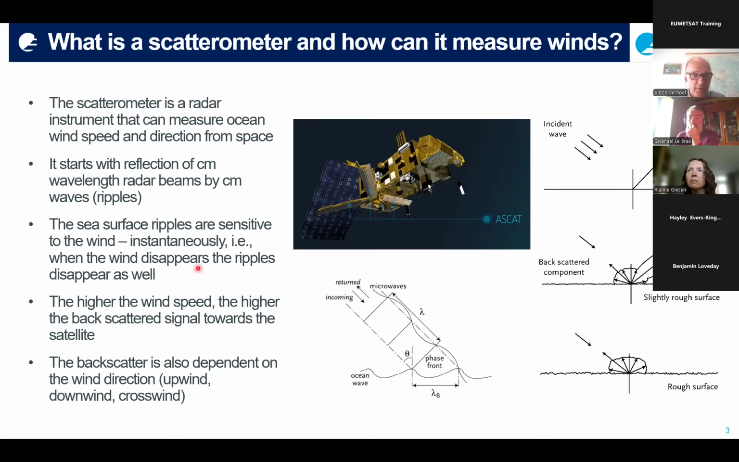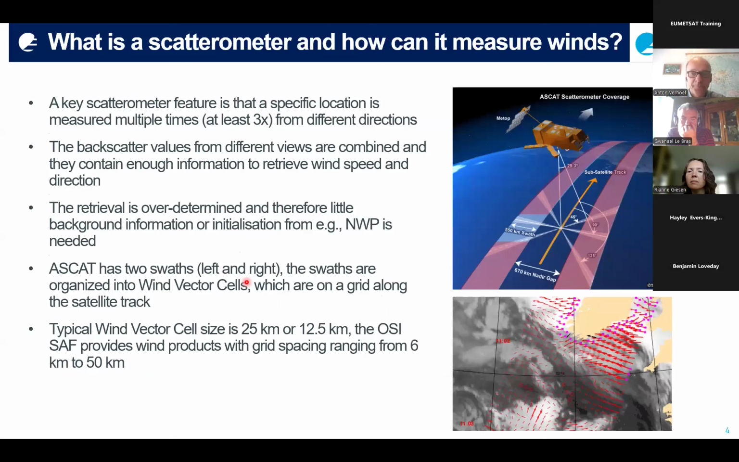And one other thing to mention is that these ripples are instantaneous. So when the wind is there, the ripples are there. If the wind is not anymore there, then the ripples will also vanish. This is different from swell and longer waves that you can see on the sea. So it's really sensitive to wind.